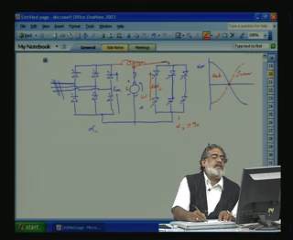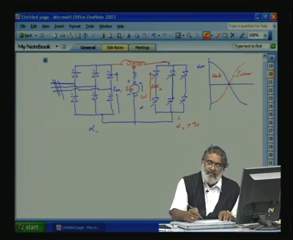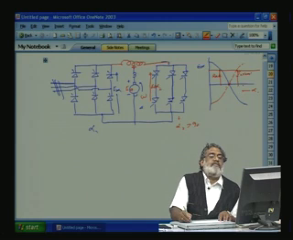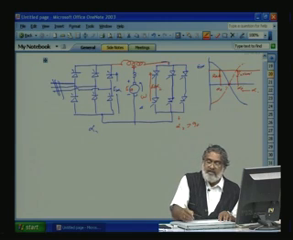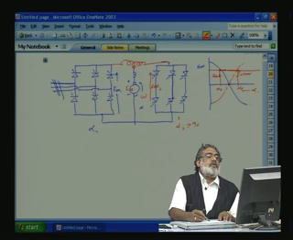E0 is here. Why this? See, by appropriately choosing the firing angle here, E0 alpha 1 and E0 alpha 2 we can make the same. That means the same voltage like this. Okay, this is alpha 2, this is alpha 1, such that both converters will have the same voltage. But because of this polarity, in the motoring mode, current will go only from here to here.